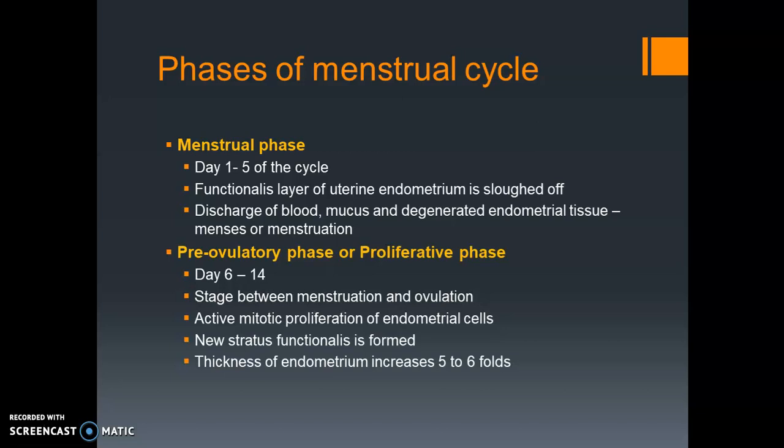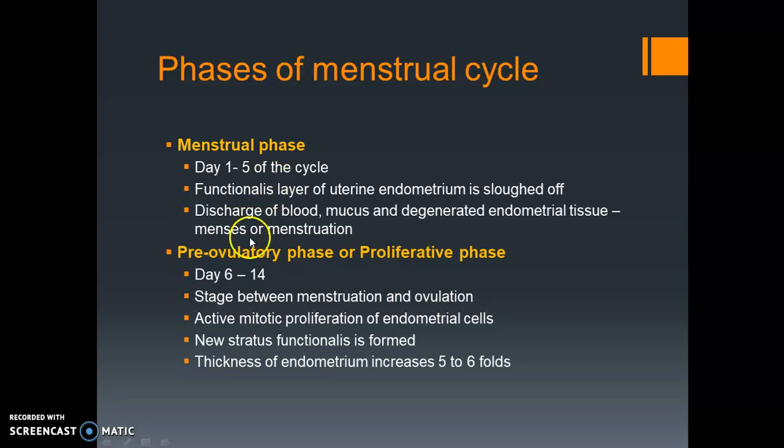First, let us see the different phases of the menstrual cycle. First is the menstrual phase, which lasts from day 1 to day 5 of the menstrual cycle. During menstruation, the functionalis layer of the uterine endometrium is sloughed off. The uterine endometrium is the inner lining of the uterine wall, and it has two layers, the basal layer and the functionalis layer. The functionalis layer is sloughed off during this phase, and blood is discharged. Blood, mucus, and degenerated endometrial tissue are discharged through the uterine cervix, and this discharge is called menses or menstruation.